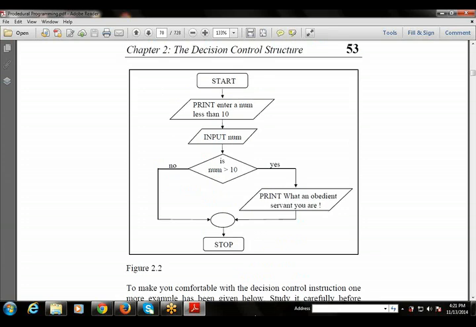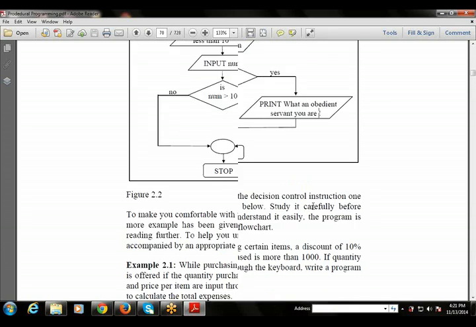This is the flow chart that shows how the decision will be maintained. First of all, print enter a number that is less than 10, input the number. If it is less than 10, then only print what an obedient servant you are.